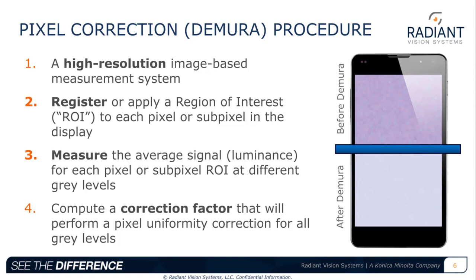The next step then is you take the average of each region of interest at different gray levels and save that as a measurement. So now you've got, based on the first 3 steps, a measurement of every pixel for the luminance, for the primaries, at different gray levels for each pixel. Finally, based on those measurements, you compute a correction factor that will allow the display to give a uniform pattern for all gray levels.